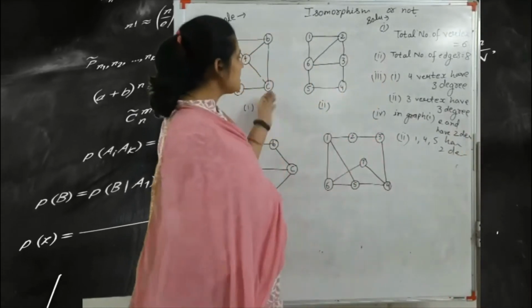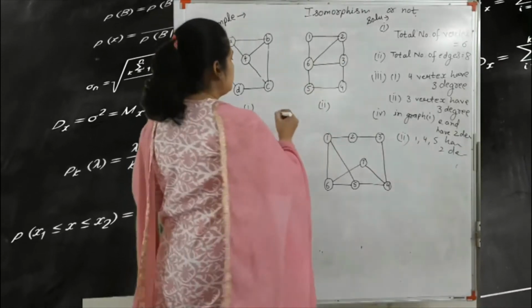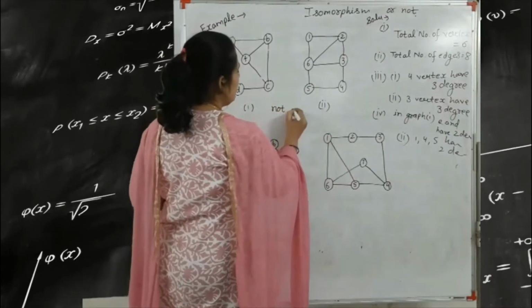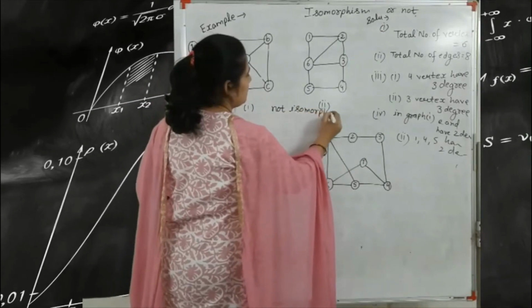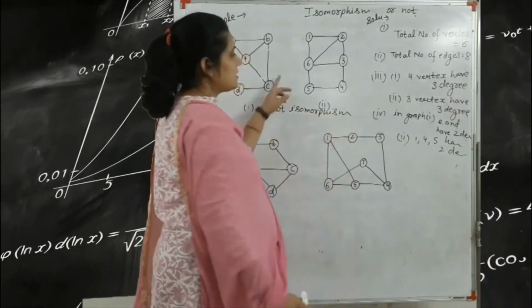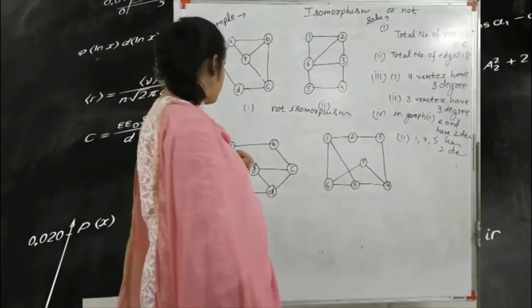Okay, that means this graph is non-isomorphism. So here we write non-isomorphism. Got it? So this is the first example. Next example is for finding the isomorphism.